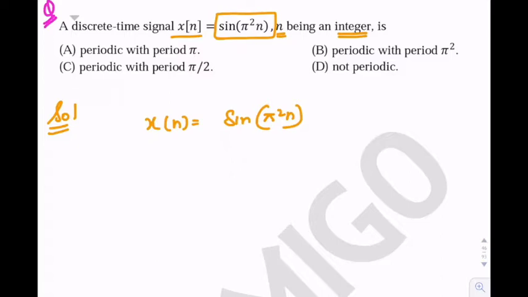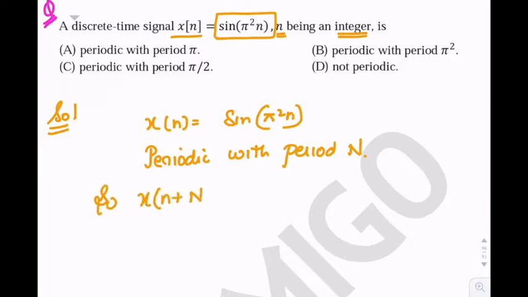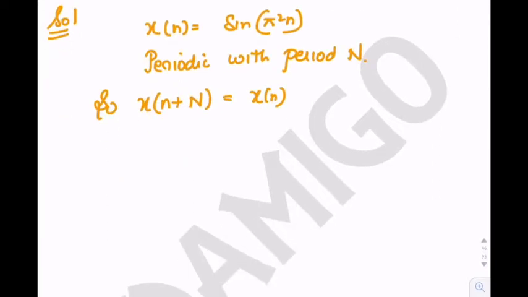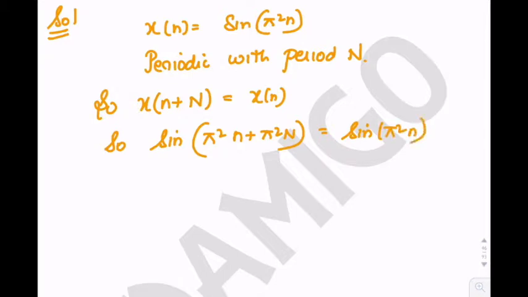Since it is periodic, let us assume that it is periodic with period capital N. So x[n plus capital N] should be equal to x[n]. So sin(pi square n plus pi square capital N) should be equal to sin(pi square n).